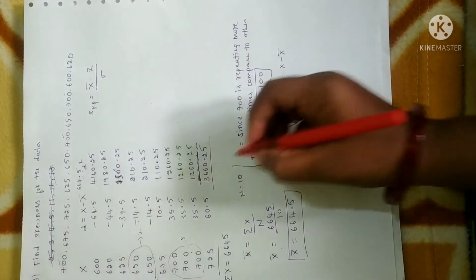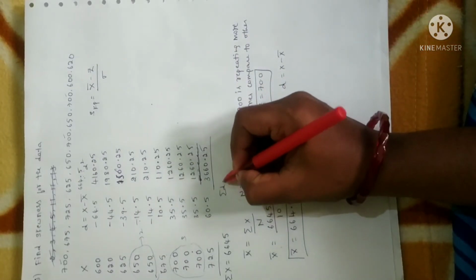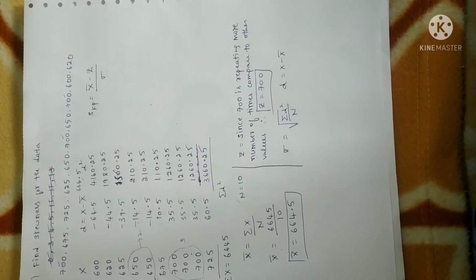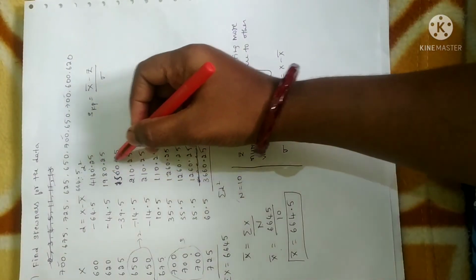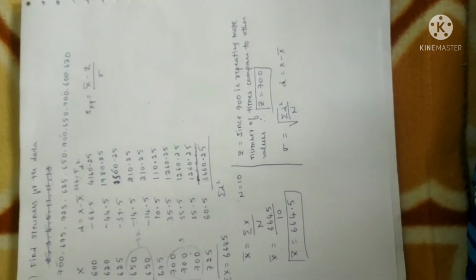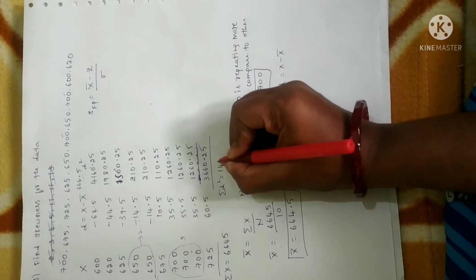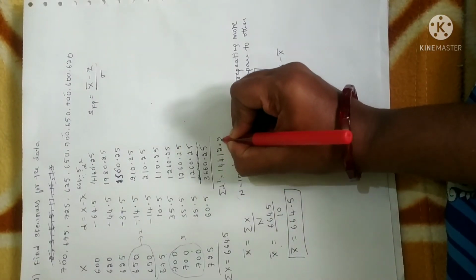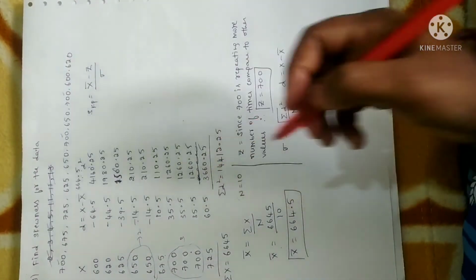Fine. Now we have to calculate sigma d square. In the sense, I have to add all these values. So use the calculator, add all the values in the d square column. When you add, you will get 14412.25. So this will be the sigma d square value.